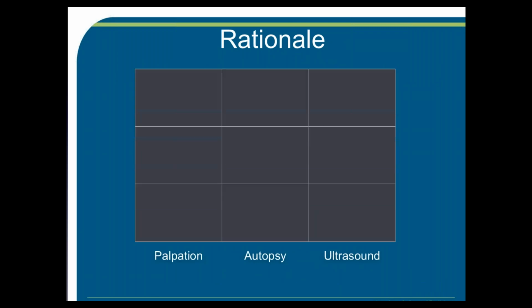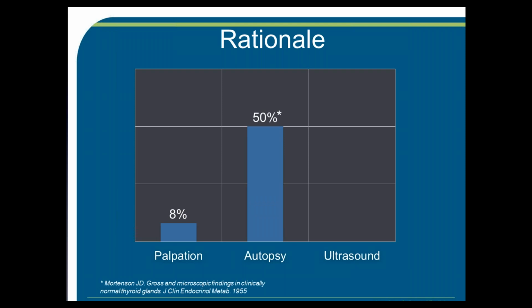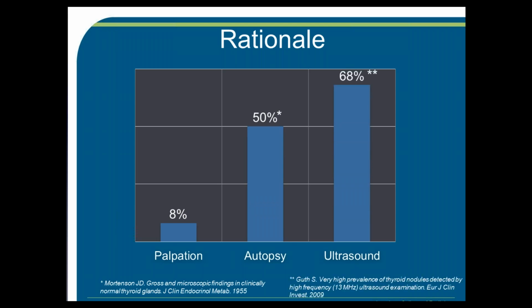The rationale for ACR TI-RADS is illustrated in this chart. Only a small percentage of thyroid nodules are detected by palpation, less than 10% in some studies. At autopsy series, nodules are found in clinically normal thyroid glands in 50%, whereas high resolution ultrasound, defined as being 13 megahertz or higher, detects nodules in as many as 68% of thyroid glands. And in fact, I think this number is actually low.